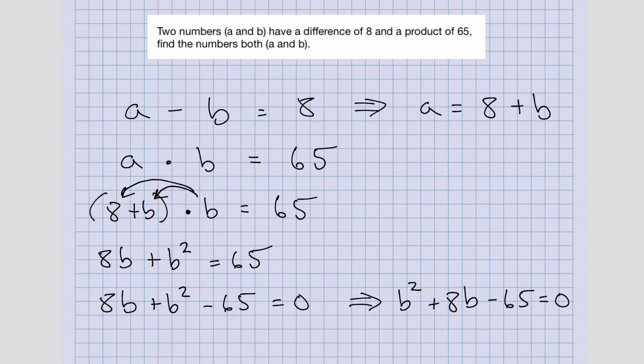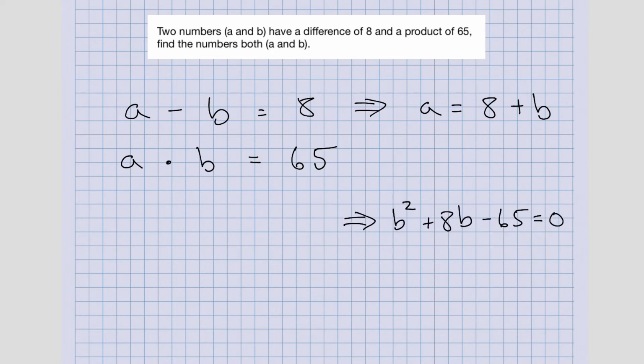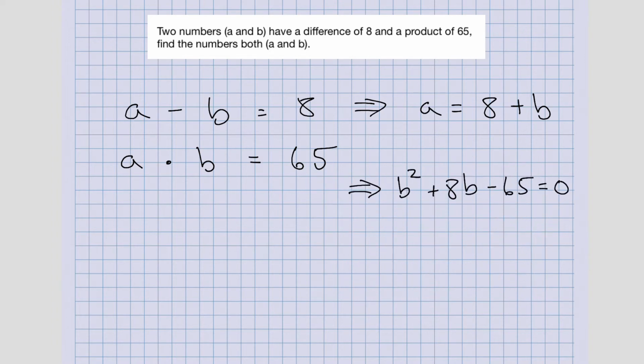I'm going to go ahead and erase some of this work here. I'm going to leave this point here, so if you want to write this stuff down, I suggest putting this on pause and writing it down. I'm going to go ahead and erase this. So we have this B squared plus 8B minus 65 equals 0.